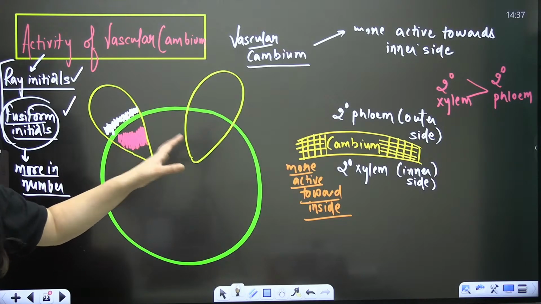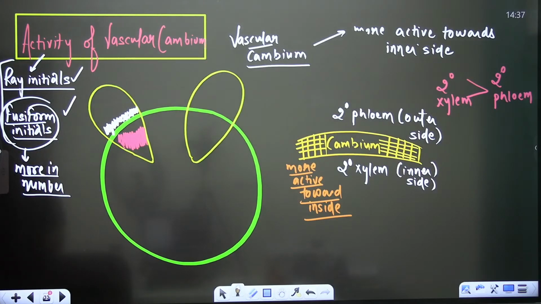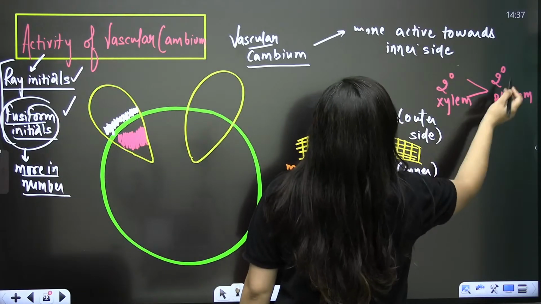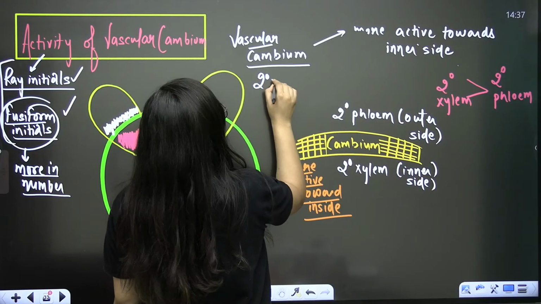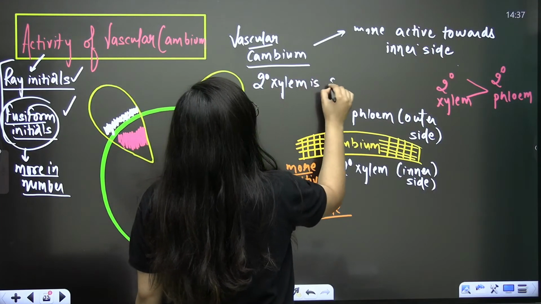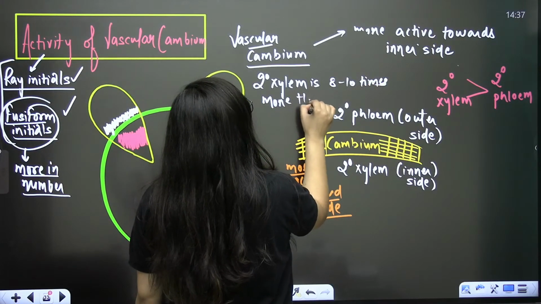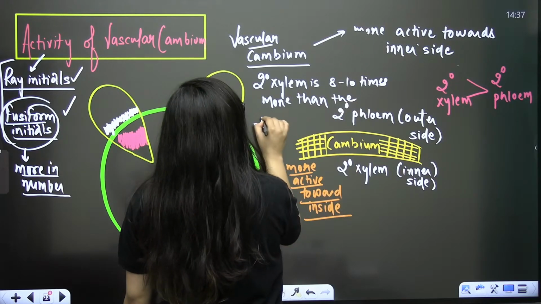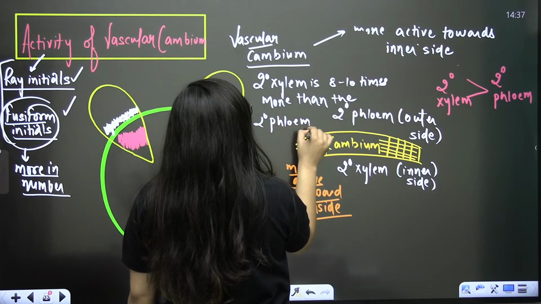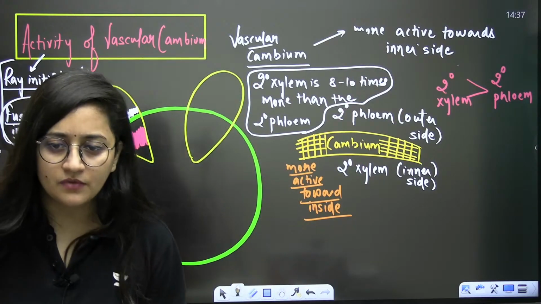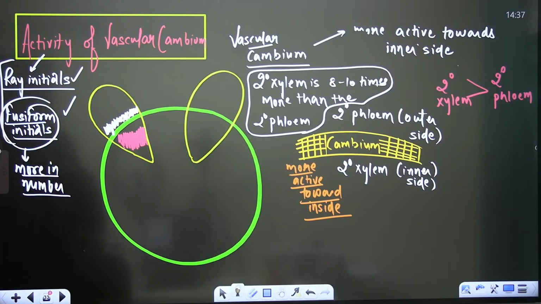So any doubt? It's a direct question. So secondary xylem is more, secondary phloem is less. You can even write it down that secondary xylem is 8 to 10 times more than the secondary phloem. Are you getting it? Clear? Sure? So unequal distribution of hormone is responsible for it.